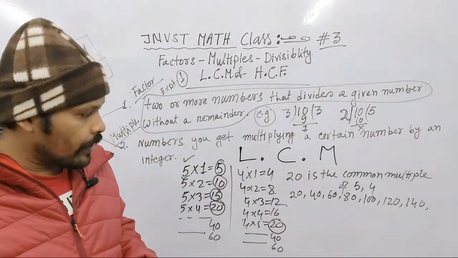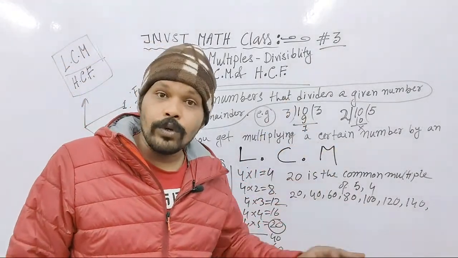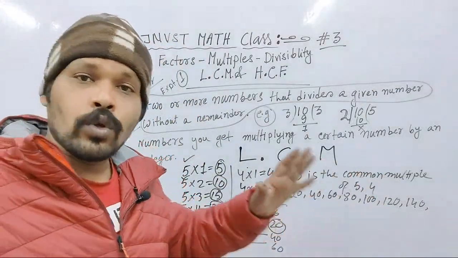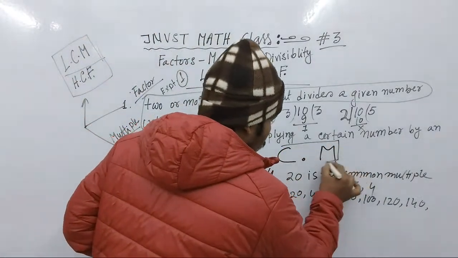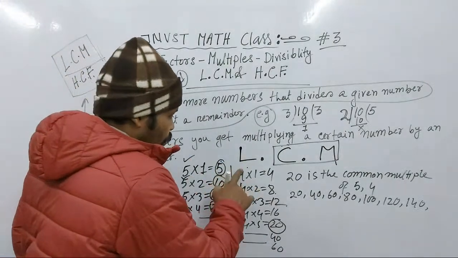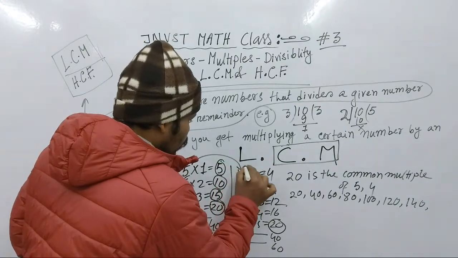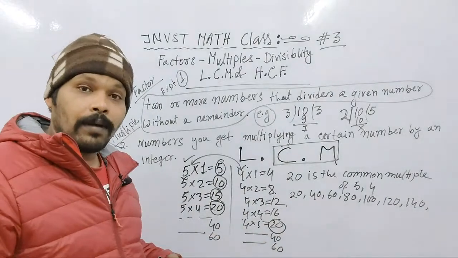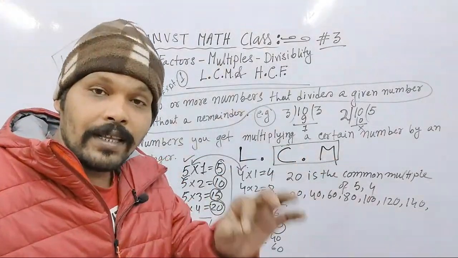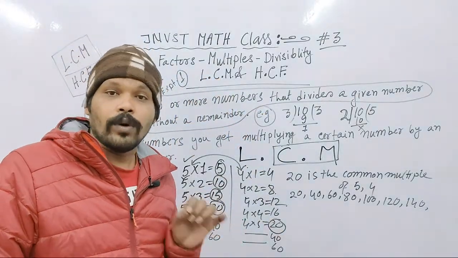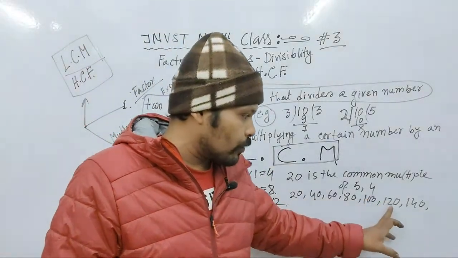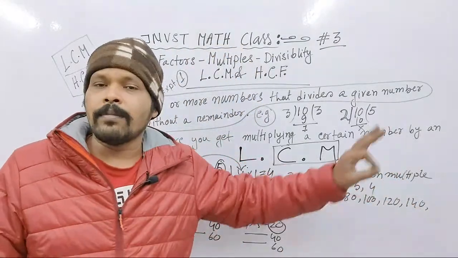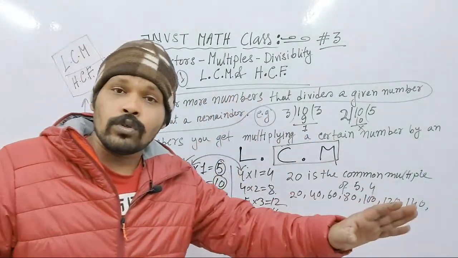Okay. So here, among those common multiples, which is the lowest one, the least one? Among so many common multiples of 4 and 5, these two numbers and their multiples, some multiples are common multiples, and among all common multiples, which multiple is the lowest or least one? 20, 40, 60, 80, 100, 120, 140, 160, 180, 200, 220, 240, 260, 280, 300.